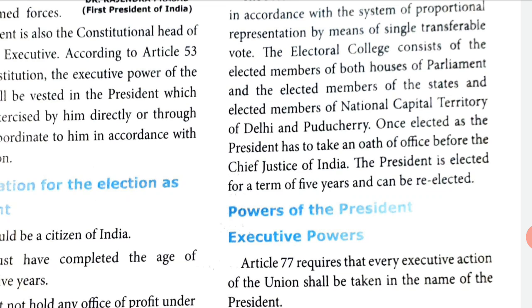Once elected as the president, he has to take an oath. So once a person is elected as a president, he has to take an oath of office before the Chief Justice of India. So he has to take an oath before which person? Before the Chief Justice of India. The president is elected for a term of 5 years and can be re-elected. So he's got a term. How long can he be a president of India? For 5 years.